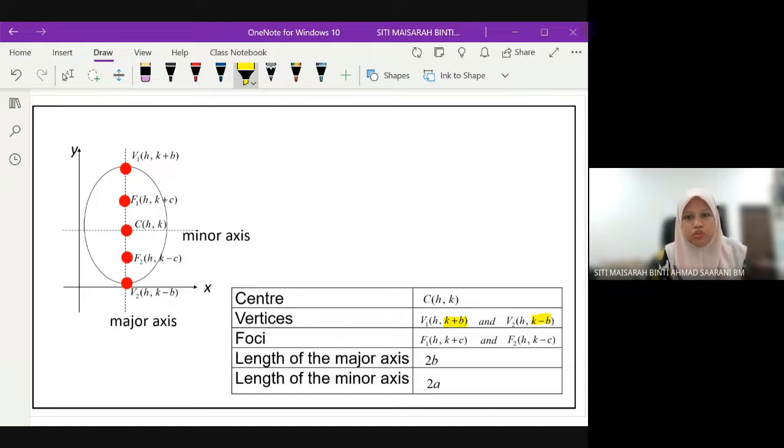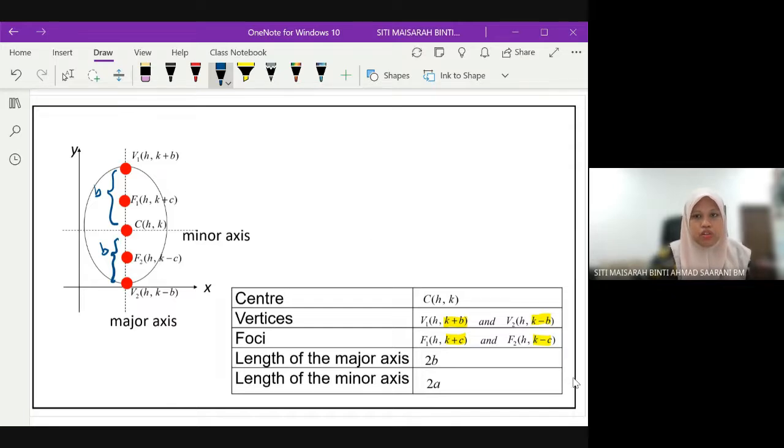Sama juga dengan F1 dan F2. Focus 1 dan focus 2. So ini k plus c, k tolak c. Depan dia h lah. Dan length of major axis dia is 2b. Dia terbalik. Sekarang ni b yang lebih besar. Ini adalah b. So jadi length of minor axis dia adalah 2a lah. Dia terbalik.